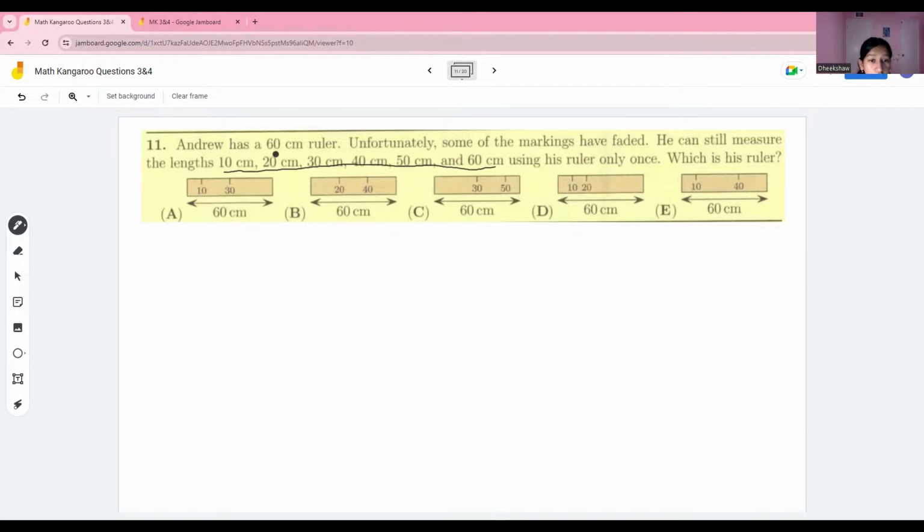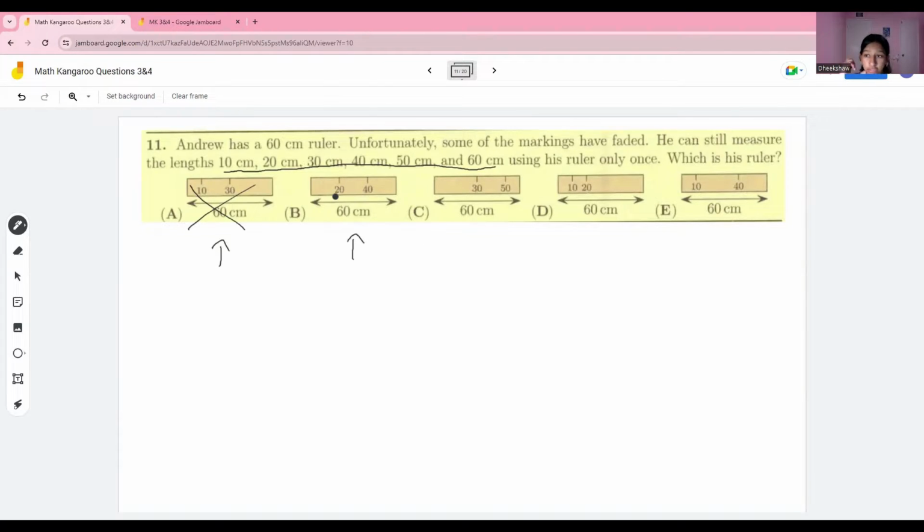If we try 10 and 30, and we wanted to measure 50, for example, if we take this first ruler over here, and we have 10 centimeters and 30 centimeters. Let's say we wanted to measure 40, for example. That would be very difficult to measure if we weren't allowed to use the ruler twice. So we would not be using this one. This one works for 10.